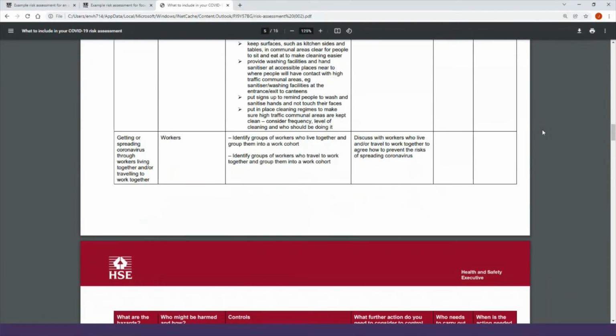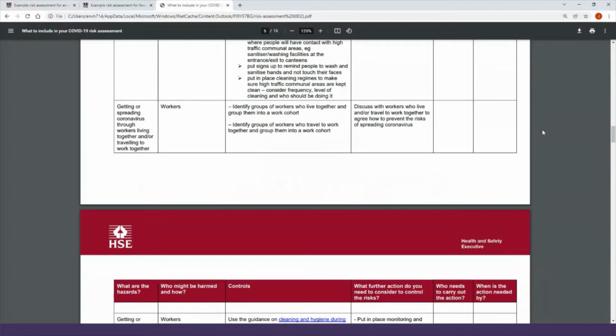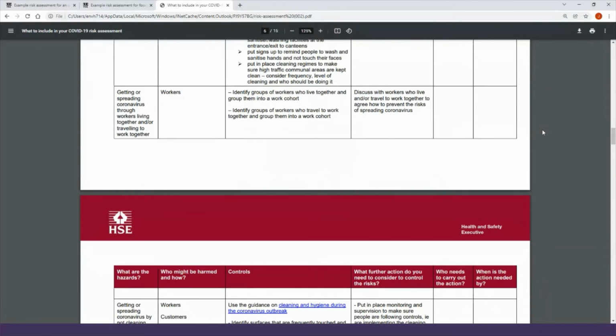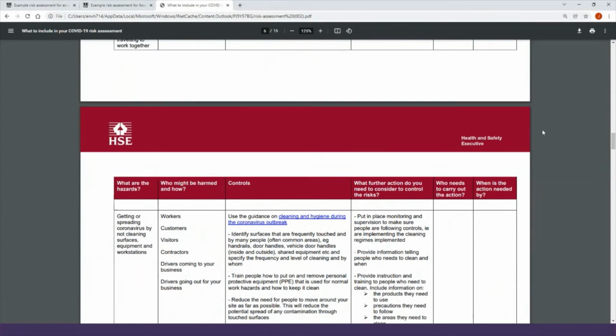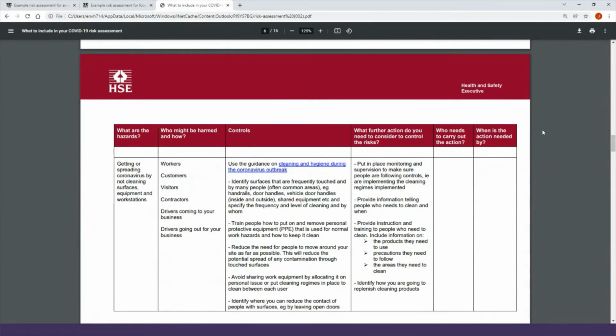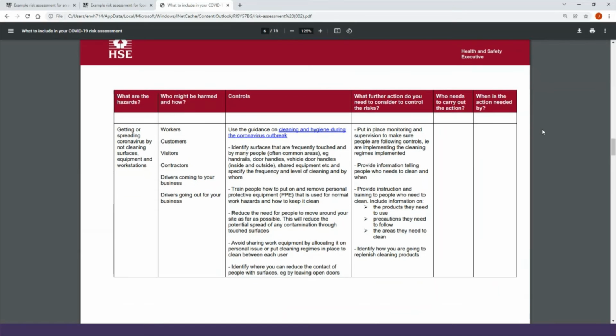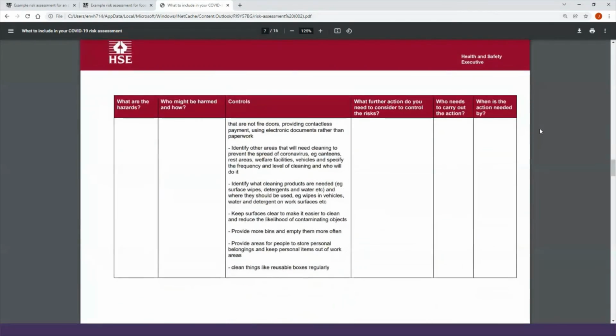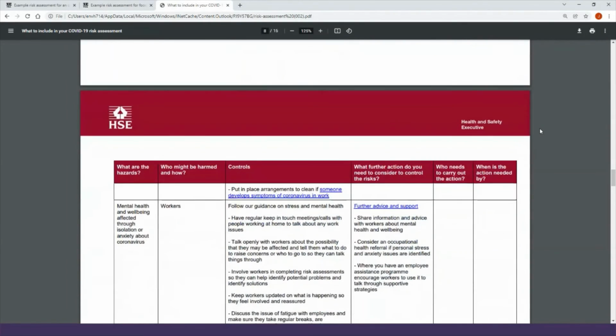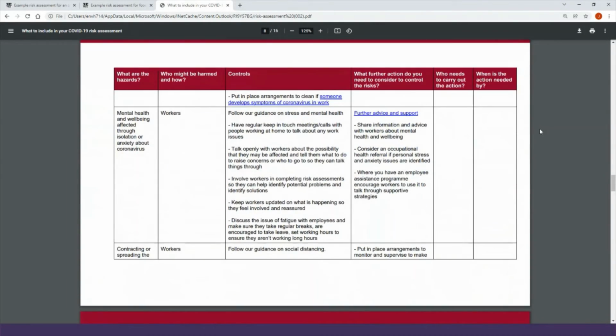So you see here, work through travel together. So that could be people that are travelling on business together. You could have a couple of people in a vehicle, making sure you remind them of the control measures. So putting windows down, wearing face coverings, that might be a control measure that you identify. Contaminated work surfaces and equipment and workstations, that's another hazard, and you can obviously see here the people that are affected and what control measures. So cleaning is imperative for that.